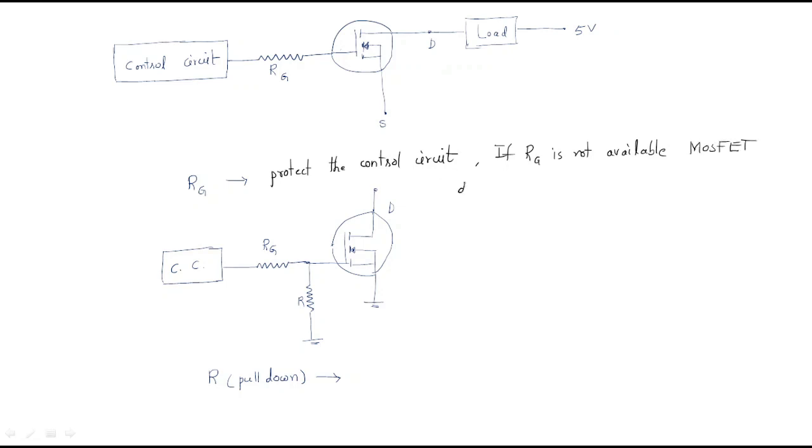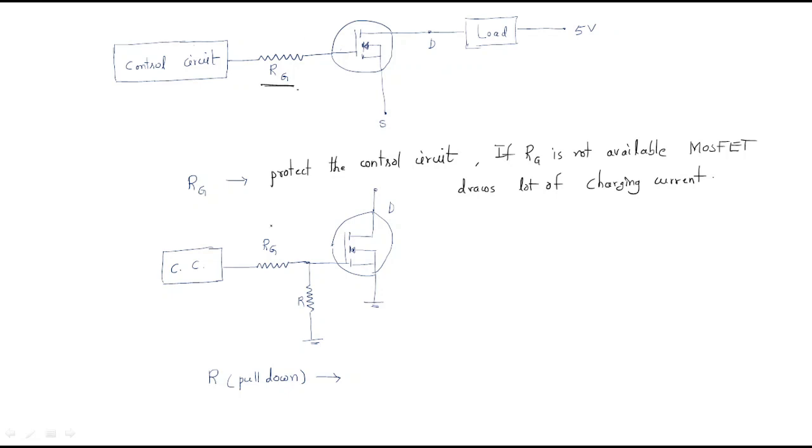the MOSFET draws a lot of charging current. So that's why here you should always maintain the gate resistance for the control circuit. If there is no RG, the MOSFET will draw a lot of charging current. In order to avoid the charging current, you should maintain this RG.